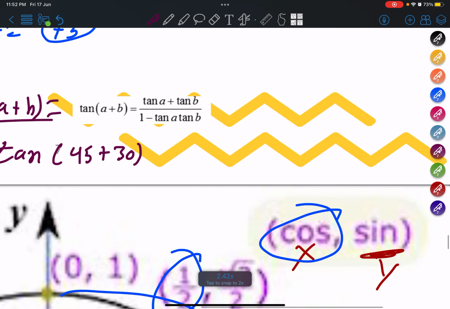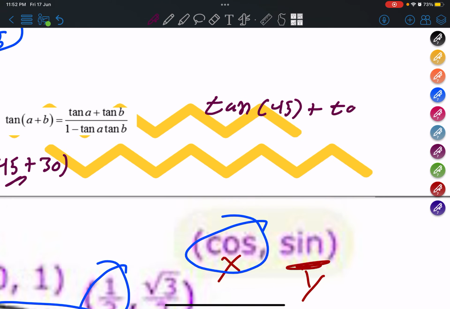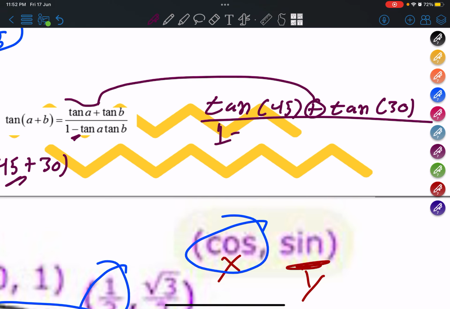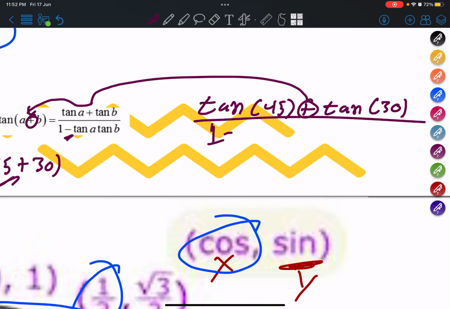Now, let's write the formula. It is tan a, which is 45, so we want tan 45, plus tan b, which is tan 30, over 1 minus. In the numerator we take the exact same sign as the one in the formula, but in the denominator, we take the opposite. 1 minus tan a, which we just said is tan 45, this time multiplied by tan 30.